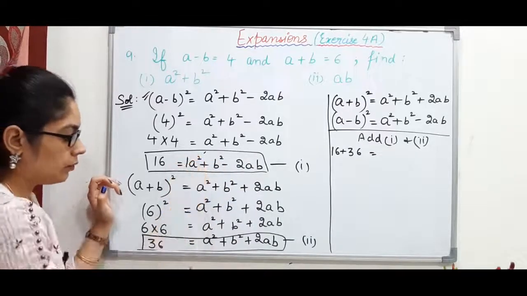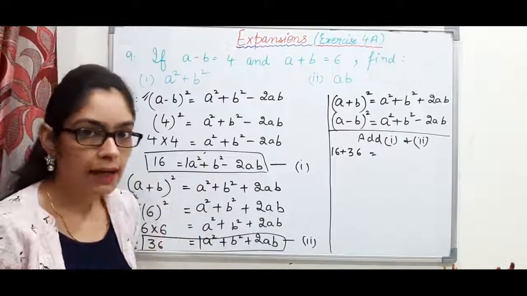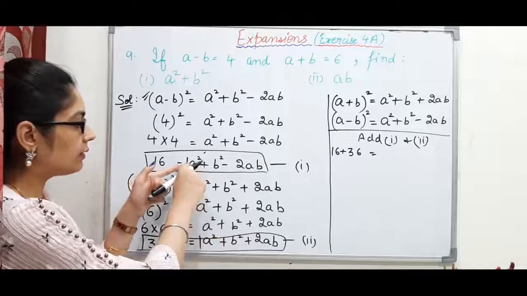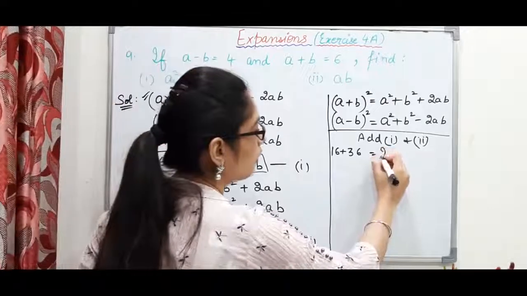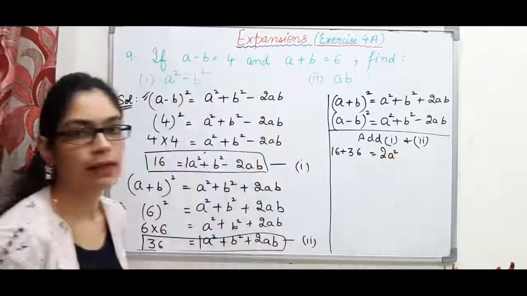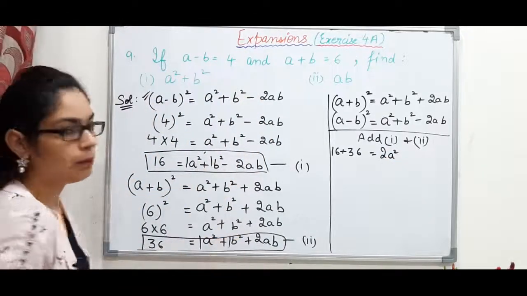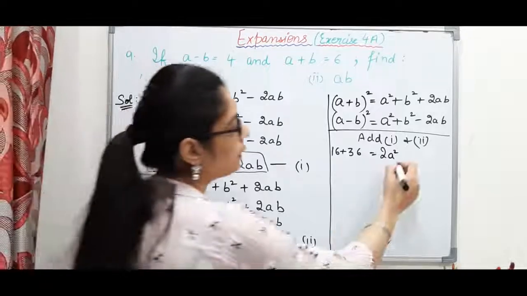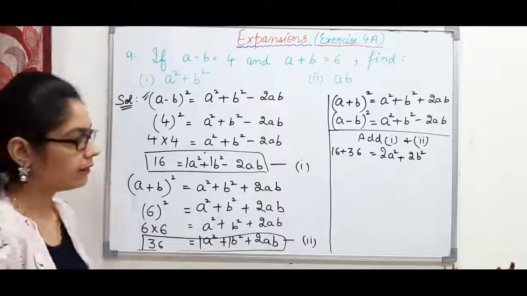This is 1a square, this is also 1a square. So whenever we have to add such terms, we can just add the numbers. 1 plus 1, 2, and a square as it is we can write. This is also 1b square, 1b square. 1 plus 1, 2b square as it is we can write.